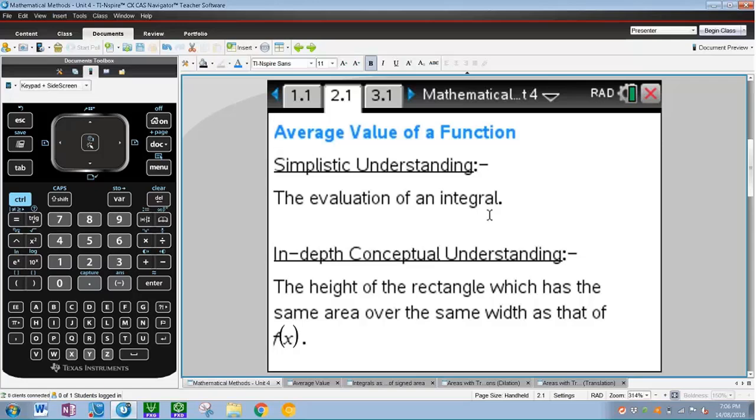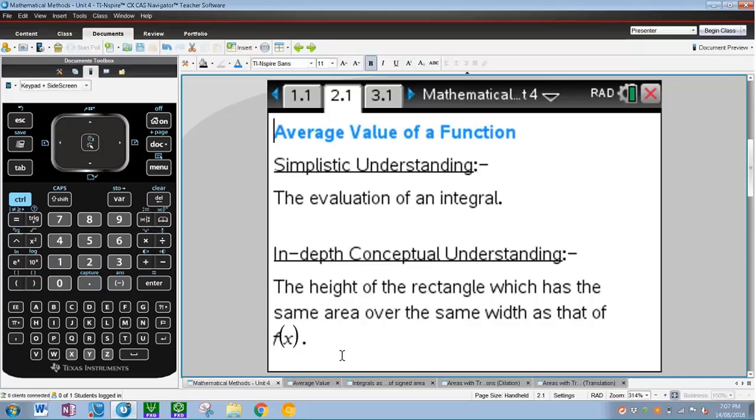So what I like to explain the average value as, and some of you might also do this with your students, is that we explain it as the height of the rectangle that has the same area over the same width, or same domain, as that of f of x.